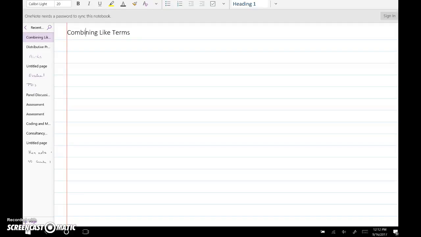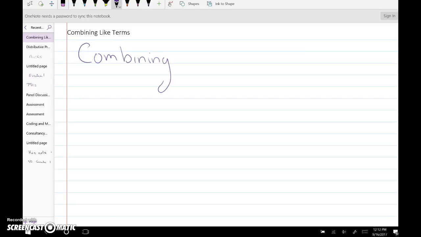Hi all! Today we're going to talk about combining like terms. Now before we actually get into this, let's review what like terms are.